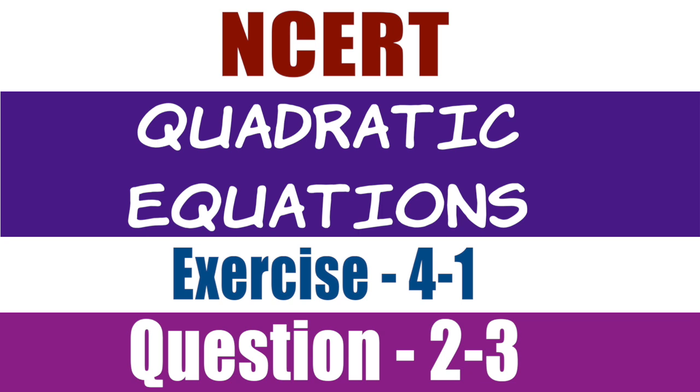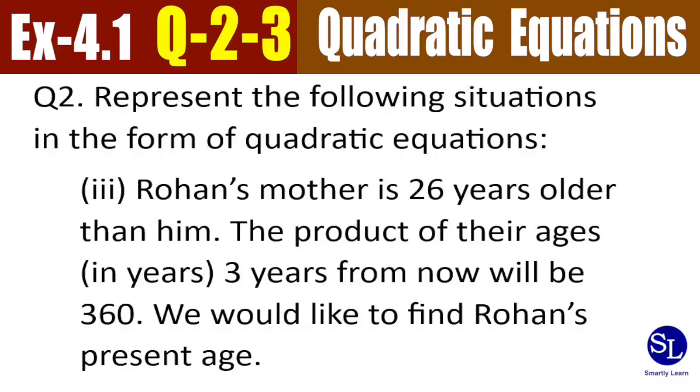In this video, we are going to see how to solve the third subdivision in question 2 of exercise 4.1. Let us look at the problem. Rohan's mother is 26 years older than him. The product of their ages in years 3 years from now would be 360. We would like to find Rohan's present age.